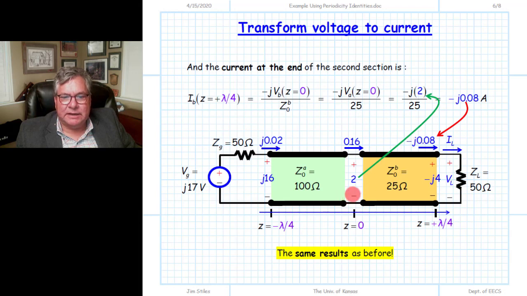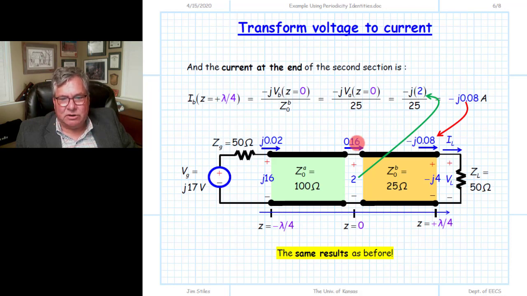And similarly now we take the voltage at this end of the line, and because it's a quarter wavelength, we can use this identity to determine the current at the other end. We take this voltage of 2 volts and insert it in this identity, and we get a current a quarter wavelength further down the line right here, and that value is minus j0.08 amps. 2 transforms into this current by using this identity.